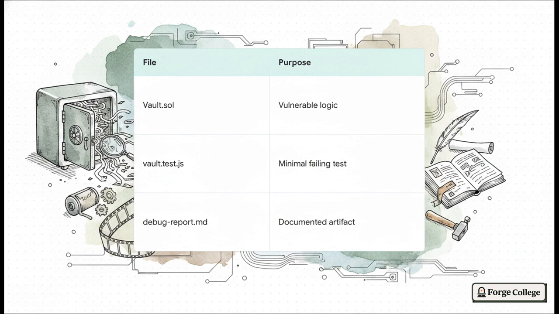First up, we've got Vault.sol. This acts as our crime scene because it contains the vulnerable logic. Second is Vault.test.js, which is our recreation of the event, our minimal failing test. And finally, debugreport.md, which serves as our official case file documenting our findings. Honestly, keeping your artifacts neatly structured like this, that's half the battle right there.